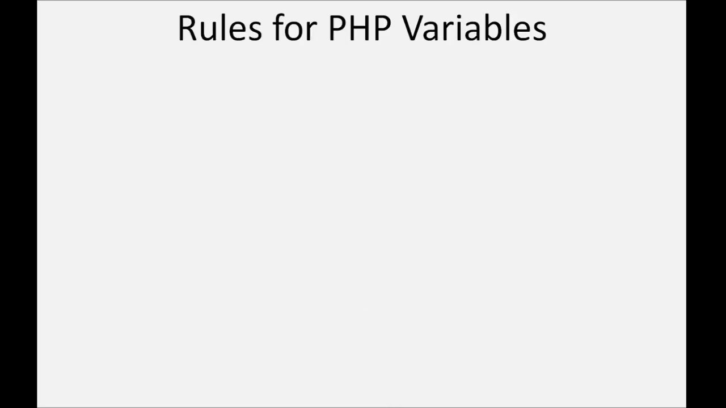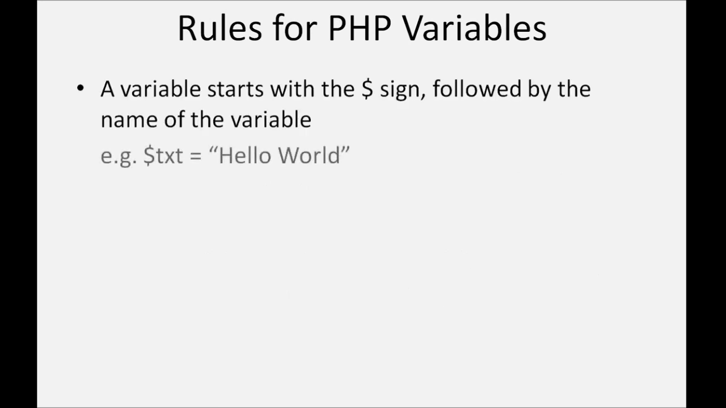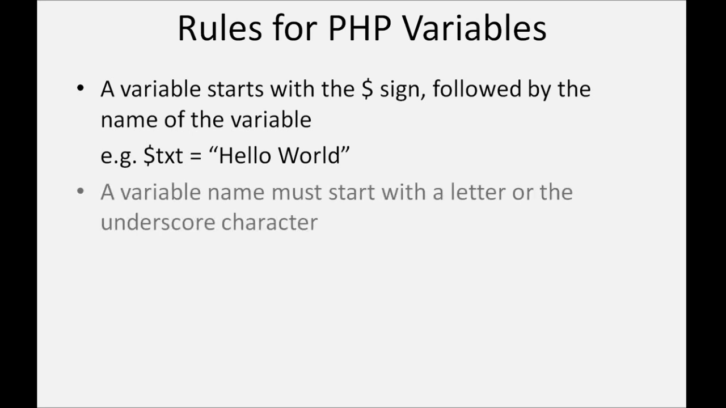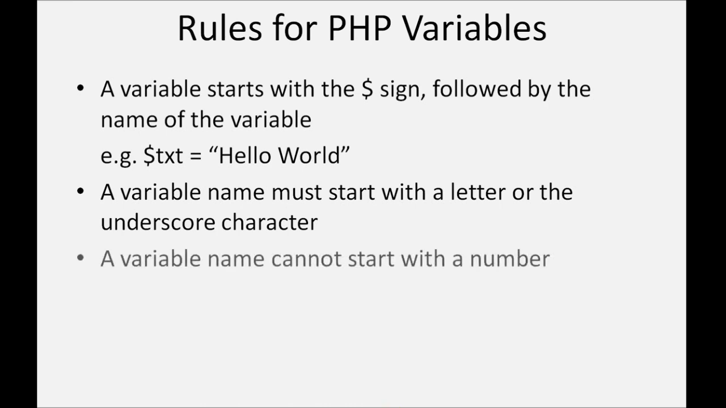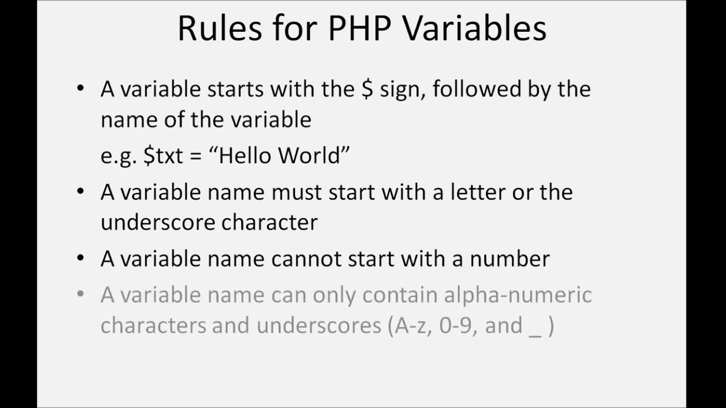Rules for PHP variables. A variable starts with the $ sign, followed by the name of the variable. A variable name must start with a letter or the underscore character. A variable name cannot start with a number. A variable name can only contain alphanumeric characters and underscores, example letter A to Z, 0 to 9 and underscore.